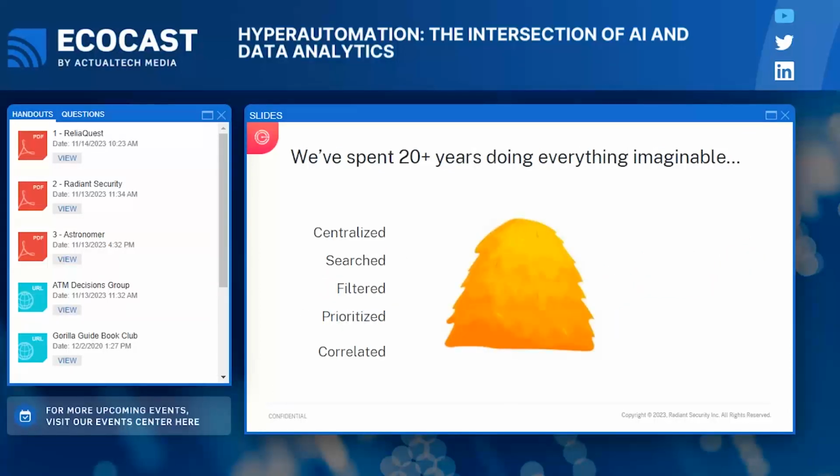Over the last 20 years, we've done everything possible to this haystack. We have centralized it, searched it, filtered it, prioritized it, correlated it, and still we are not able to efficiently find the needles in that haystack. Moreover, we've had all sorts of new technologies along the way to help us with that. Unfortunately, things like SIEM, UBA, XDR, etc. promise to find the needle in the haystack, but they usually generate even more alerts and lots more false positives. So they're actually adding more hay onto the haystack.